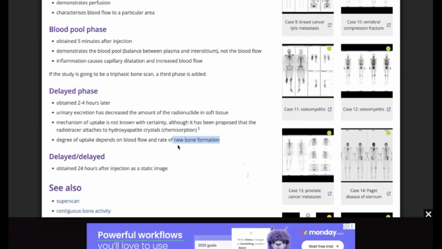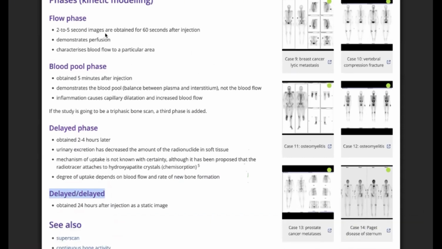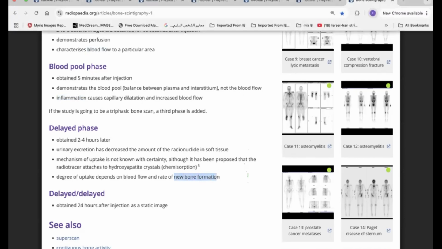The only pathologies that show uptake in the phases are osteomyelitis or stress fracture. The 24-hour delay is not common; I think this is beyond our scope. So at least if the examiner asks you about 1, 2, 3, you can mention the significance of each one. This is blood flow, this is due to inflammation, and this represents new bone formation. Okay, my colleague.